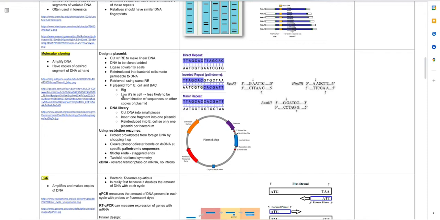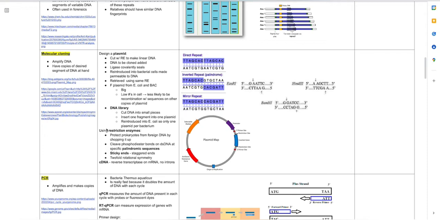And something you can do with plasmids is make a DNA library. You basically do the same process as when you were designing your plasmid. You have one piece of DNA per plasmid, and then you put one plasmid per bacterium, and then you can just store them in little wells on a plate. And since you have to use restriction enzymes, I included a little section about them.